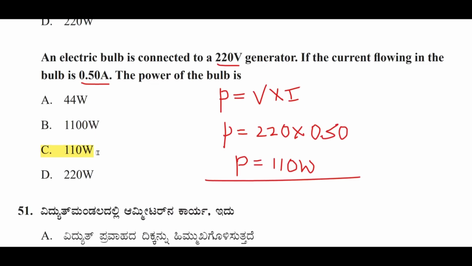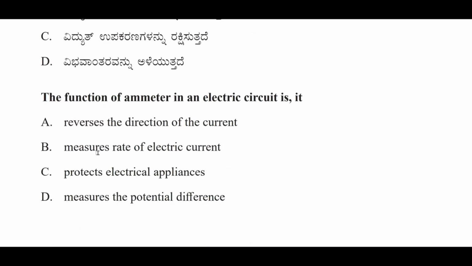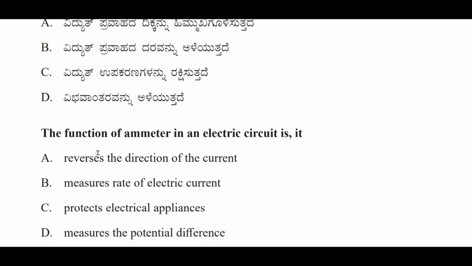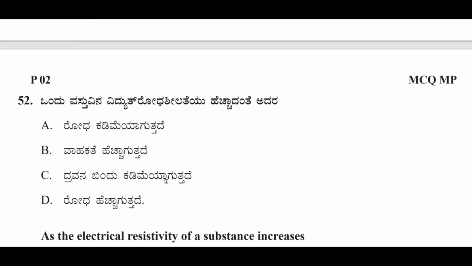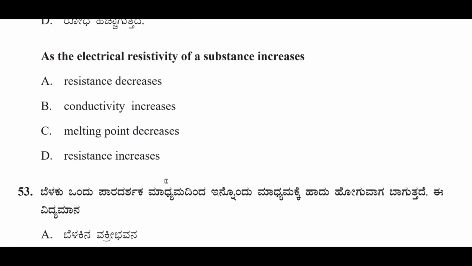Simple problem from the unit electricity. Now moving to next question. The function of ammeter in an electric circuit is to measure the electric current. Therefore, the correct answer is option B, measures the rate of electric current. Now moving to next question.